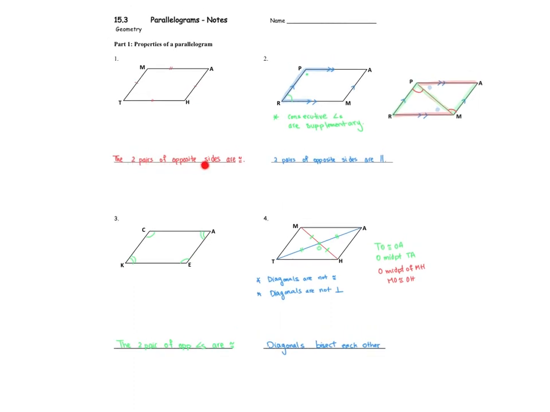The 2 pairs of opposite sides are congruent. The 2 pairs of opposite sides are parallel. The 2 pairs of opposite angles are congruent, and diagonals bisect each other.